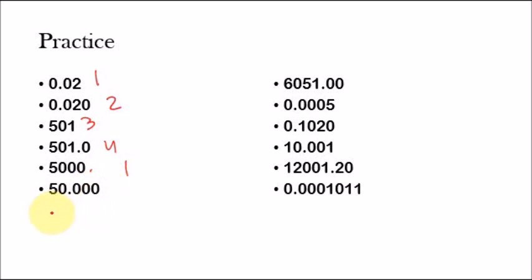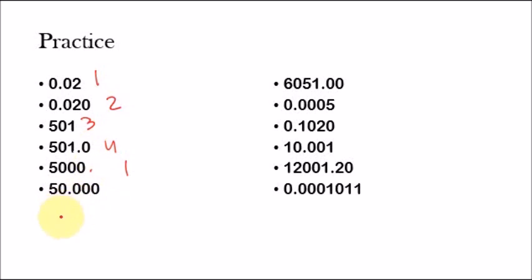Now here, the 5 is significant. This 0 is trailing. Let's get back to that. These zeros here are trailing. They're all to the right of the decimal point. So these zeros automatically all become significant.